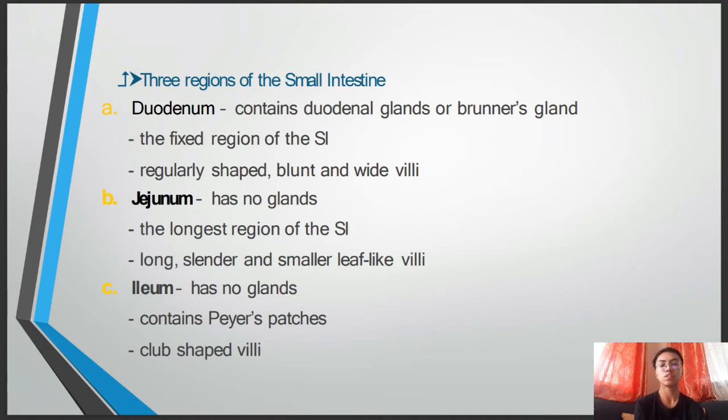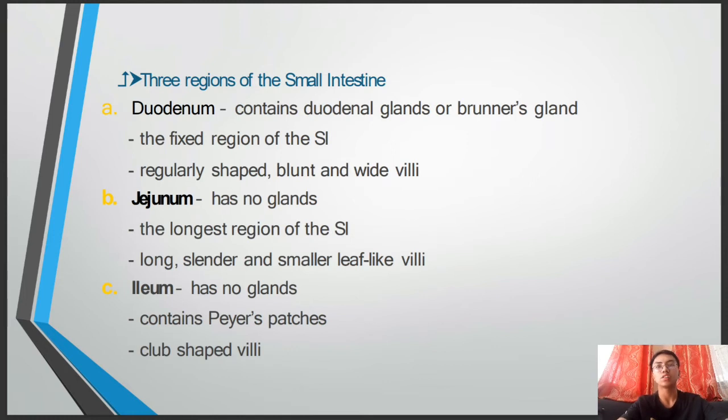And ileum has no glands, contains Peyer's patches, and club-shaped villi. So, ileum is the last part of the small intestine, and helps to further digest food coming from the stomach and the other parts of the small intestine.